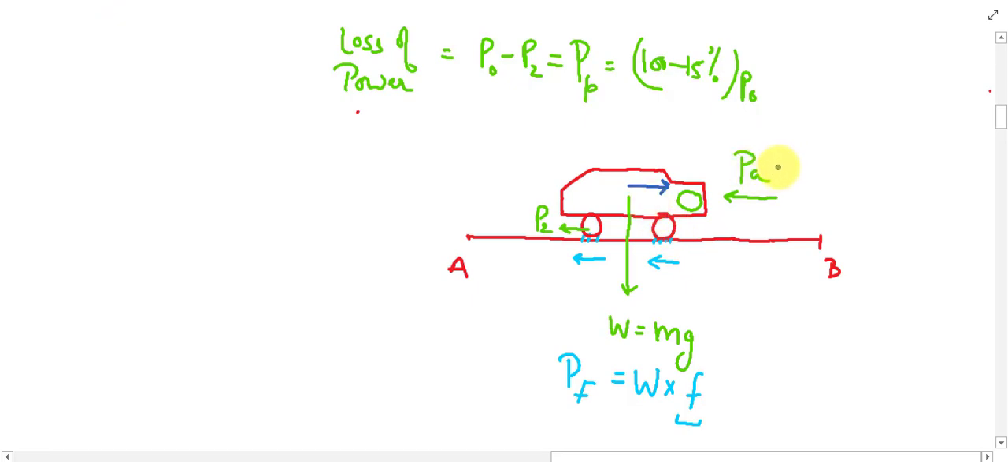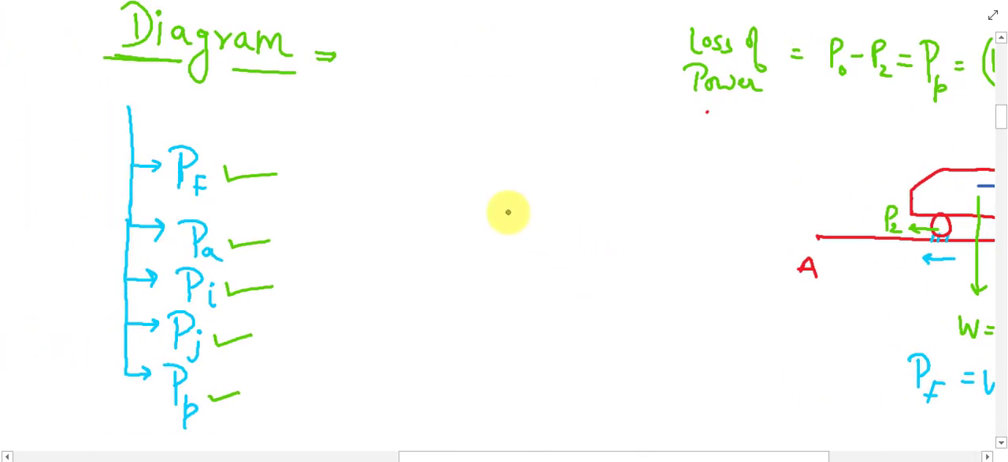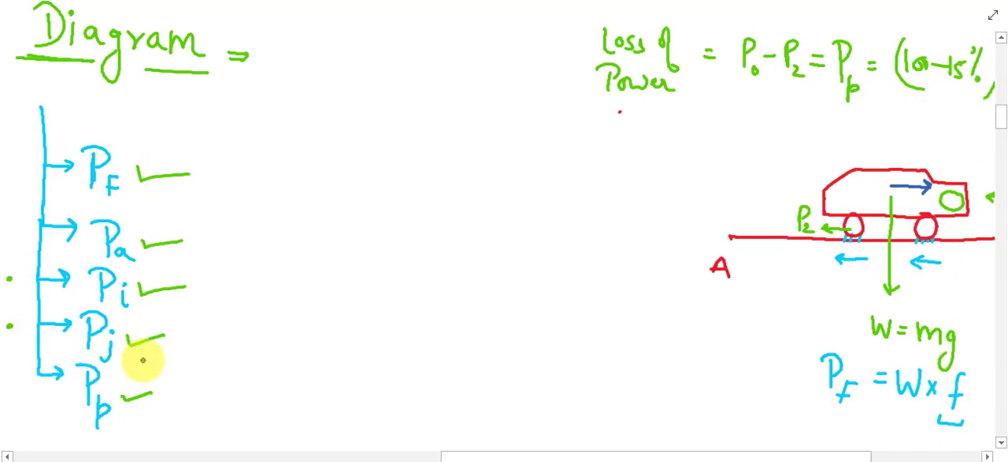Here PA is equal to the coefficient of air resistance multiplied by the frontal area of the vehicle multiplied by V square, which is the velocity of the vehicle. So in this figure we cover our rolling resistance, air resistance and transmission losses. Now we are moving to another two: the first one is gradient and another one is inertia.